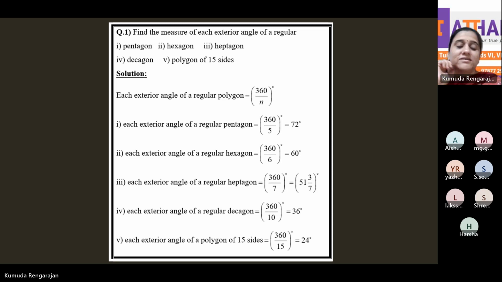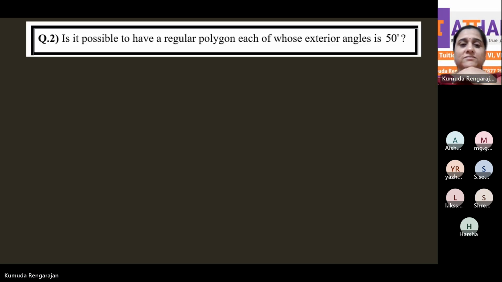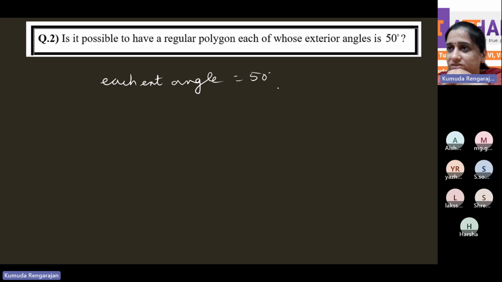Online students, can we go to the next one? Is it possible to have a regular polygon, each of whose exterior angles is 50 degrees? One minute. Let's just understand this together and then you can work it. So what is given? Each exterior angle is equal to 50 degrees.